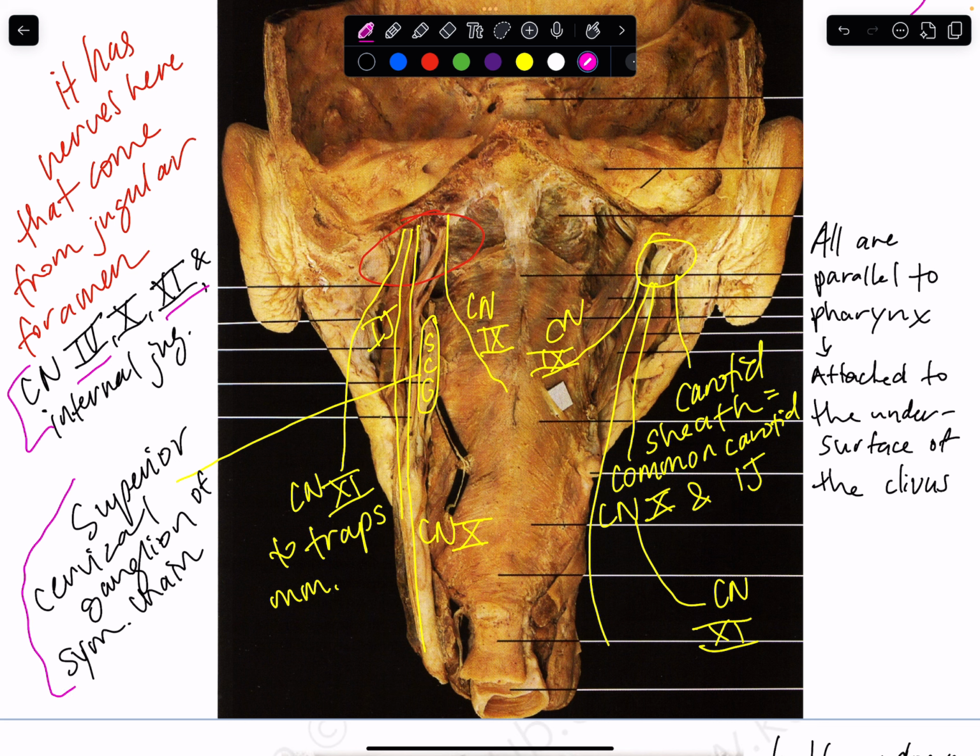Then your sympathetic chain has some presence here. So this is our superior cervical ganglion, or SCG. We'll find it on this side. It's long, it's a lot harder. So that'll be something that we are also looking for.